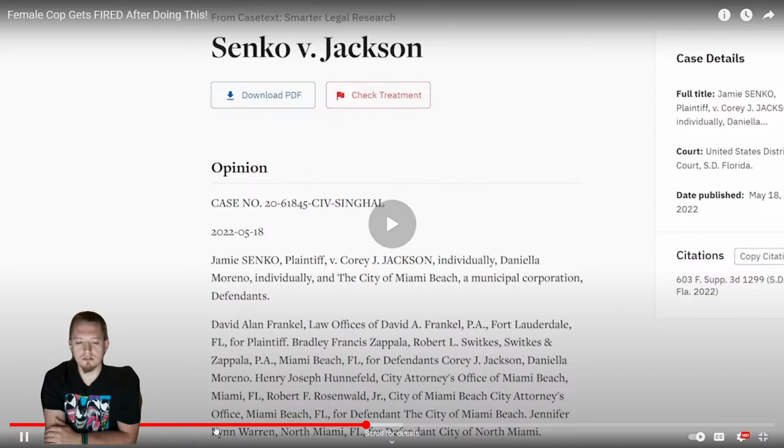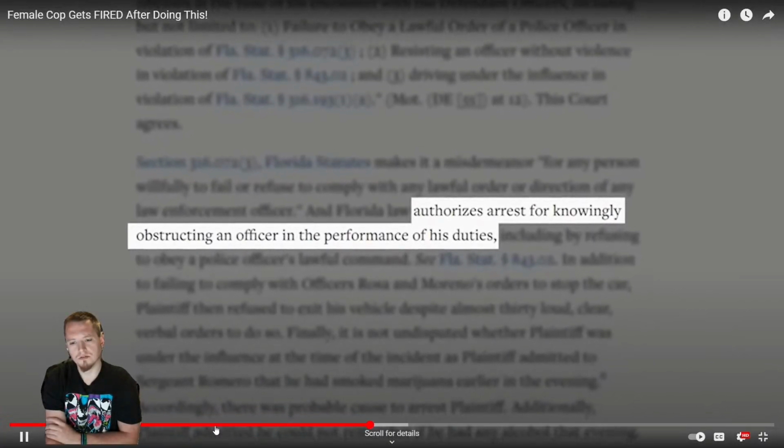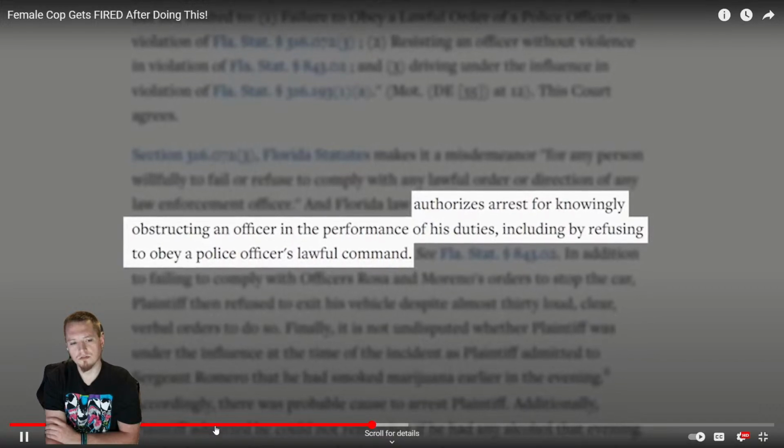So yeah, okay. Flores stated that this statute authorizes arrest for knowingly obstructing an officer in the performance of his duties, including by refusing to obey a police officer's lawful command.